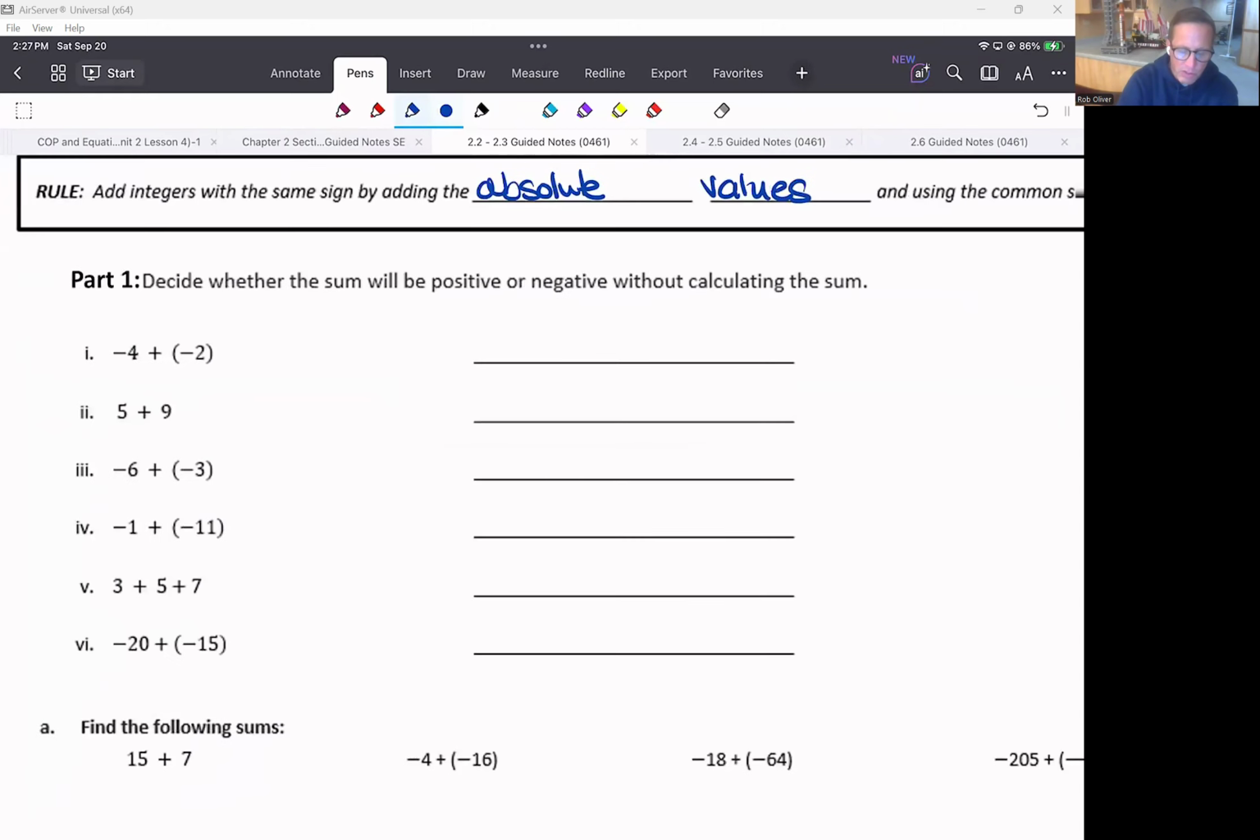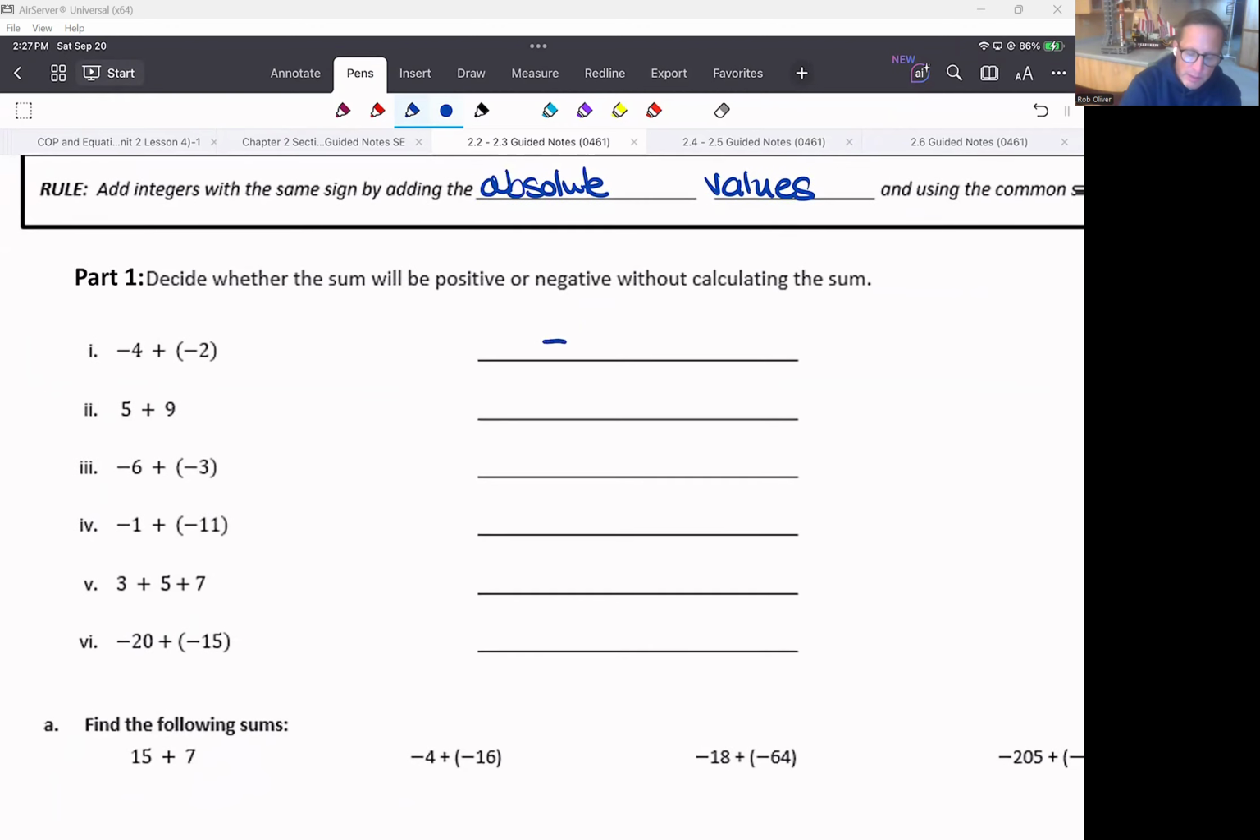So all these first examples right here, we have -4 plus -2. Just think of that as 4 plus 2. 4 plus 2 is 6, and it's going to be -6. You just keep the sign. That's all there is to it. 5 plus 9 is just a straightforward addition problem. It's just 14, right? 14. Think of the next one, -6 plus -3. Think of that as just 6 plus 3, right? It's a pretty easy concept.